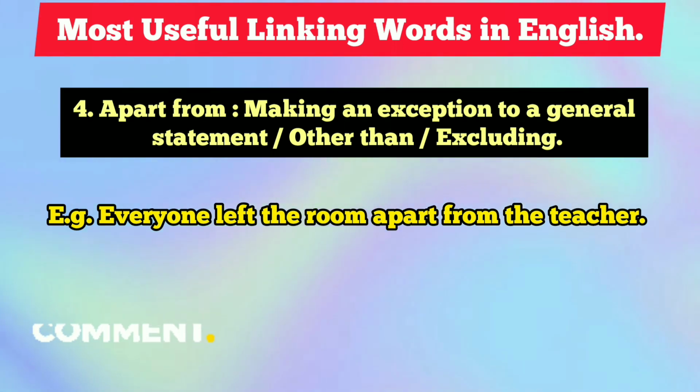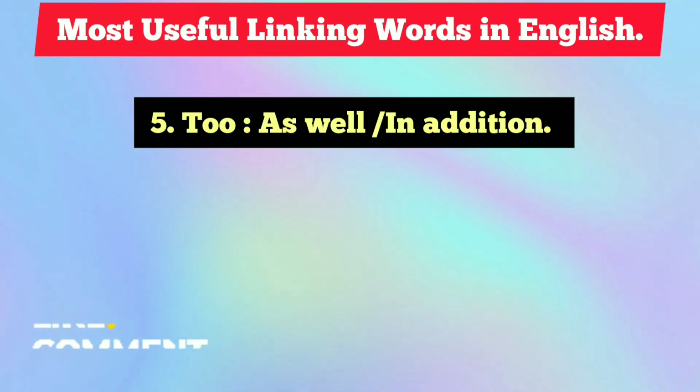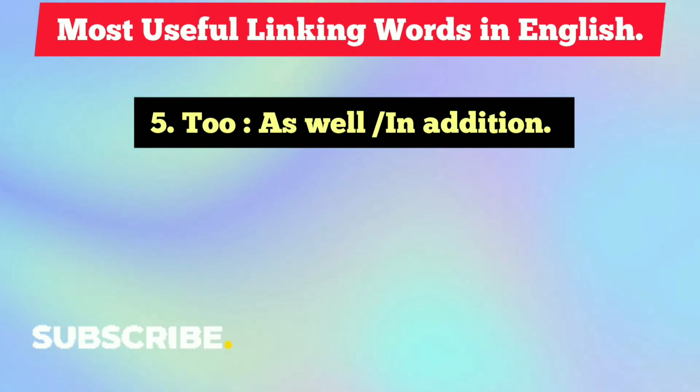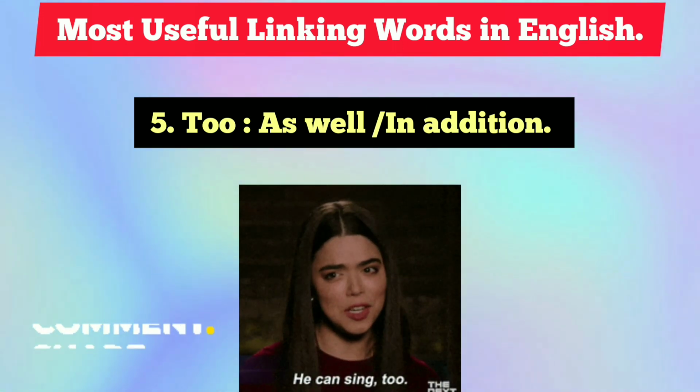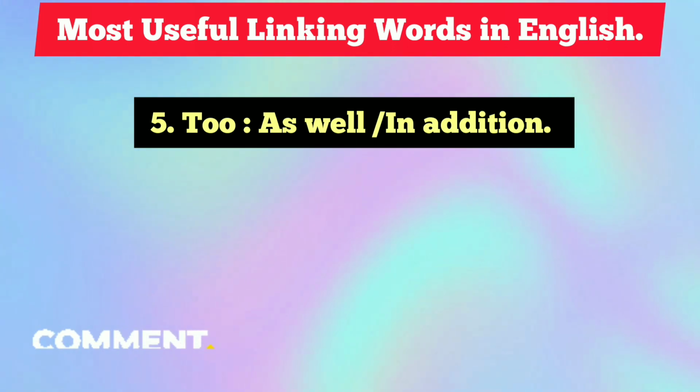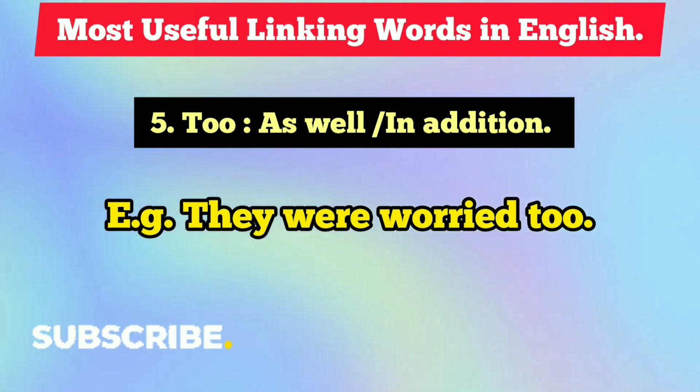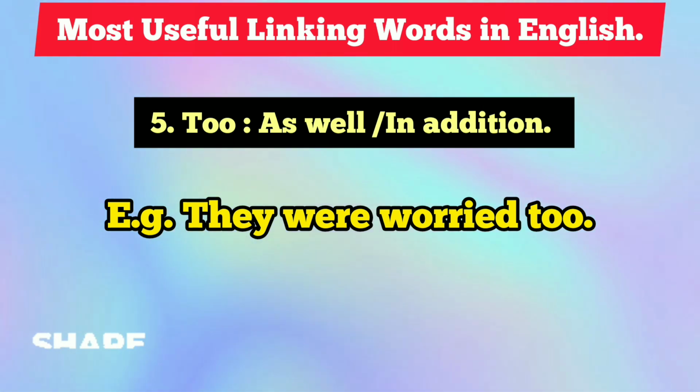So up next we are going to focus on the next one, that is number 5th. Fifth is too. It's a very short linking word. Too means as well or in addition. So that time you use too. So let me show you how to use it. They were worried too. That means they were worried as well. And you can use it obviously at last. You can use that at the end of the sentence, or after the subject also. So as you see in this case, it is used at the end, that they were worried too. That means they were worried as well.